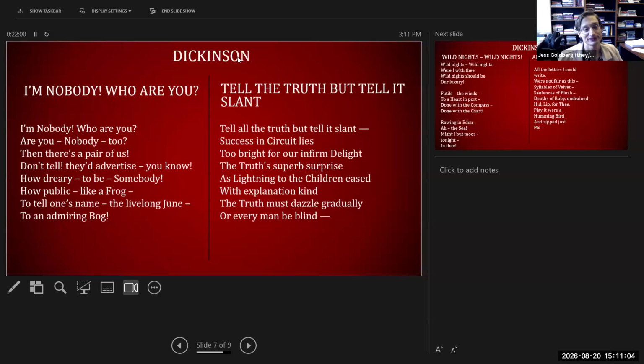And then on the right is one of my favorite Dickinson poems, "Tell the Truth but Tell It Slant." Tell all the truth but tell it slant, success in circuit lies, too bright for our infirm delight, the truth's superb surprise. As lightning to the children eased with explanation kind, the truth must dazzle gradually, or every man be blind.